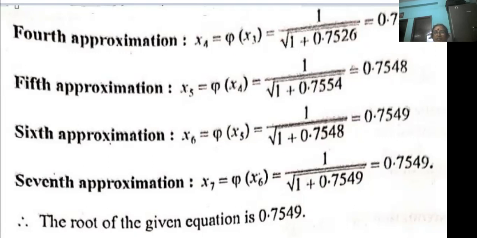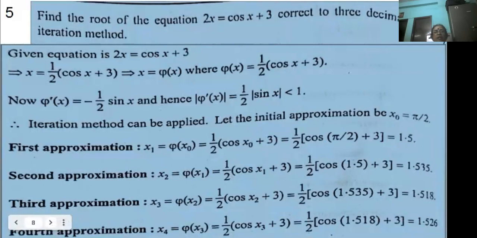The root of the given equation is 0.7549. I hope this is clear. Similarly, on similar lines, find the root of the equation 2x is equal to cos x plus 3, correct to 3 decimal places by iteration method.